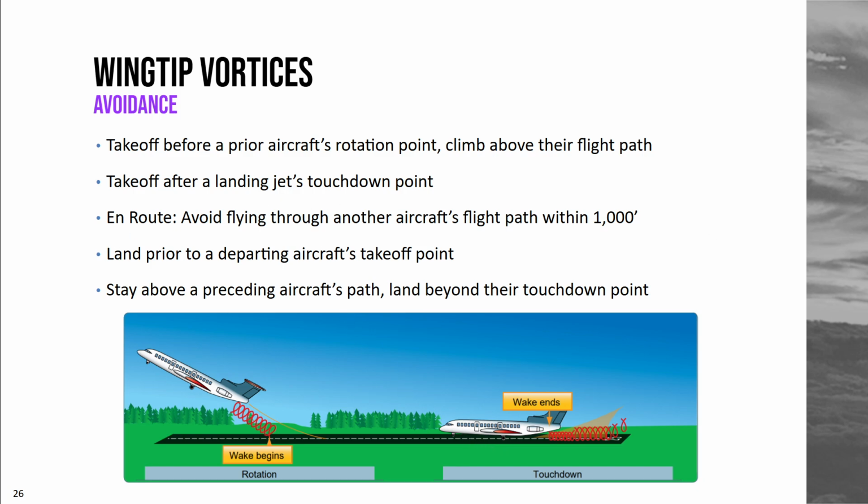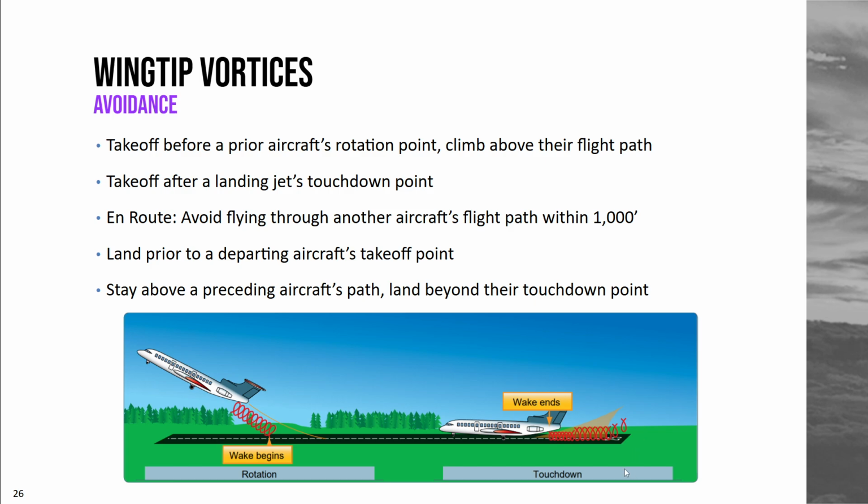En route, avoid flying through another aircraft's flight path within 1,000 feet. I want to land prior to a departing aircraft's takeoff point. So if I'm landing behind this guy taking off, I want to touch down just anywhere before they rotate. And if I'm landing after this aircraft lands, I want to land beyond their touchdown point. So if they touch down right here, I may even want to touch down about halfway down the runway so I avoid all these vortices.